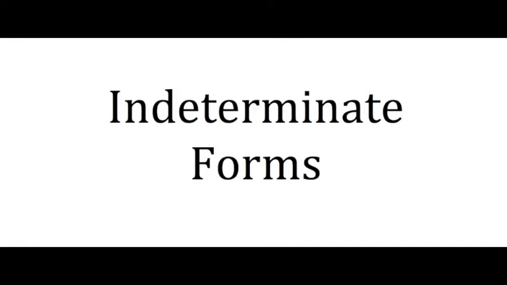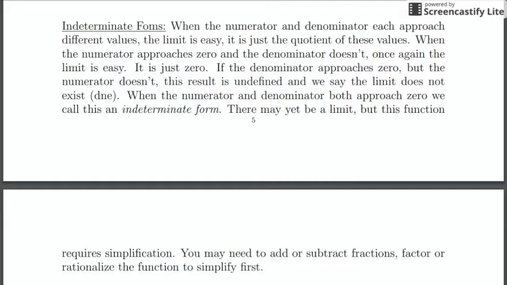Now we will discuss indeterminate forms. Okay, everybody, now let's take a quick look at these things called indeterminate forms. Oops, that's supposed to be an R in there. Okay, so when the numerator and denominator each approach different values, the limit is easy.